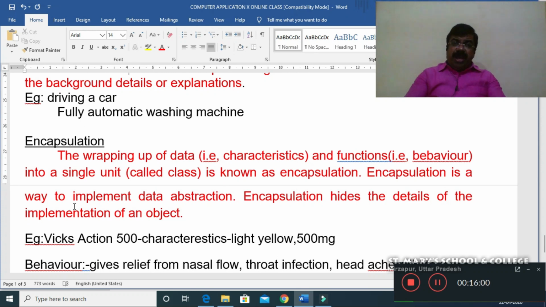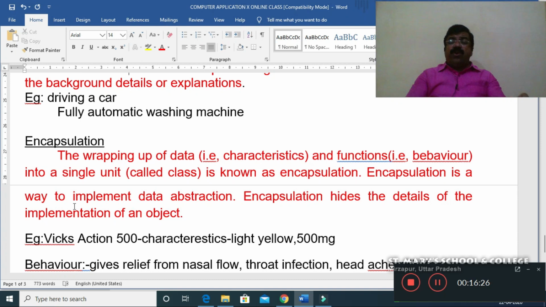So how do we implement this? We have certain keywords in Java which provide protection to the variables of the data members to hide the data. We can say the private keyword. We will study the private keyword in a later session. One example I will tell you about encapsulation.